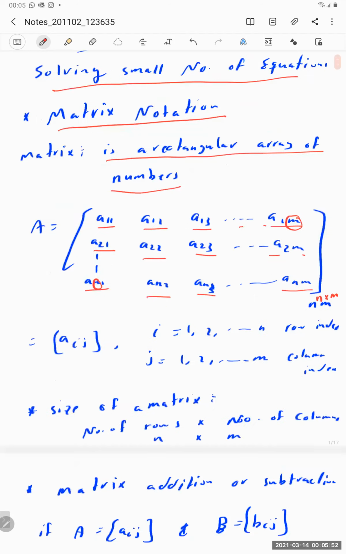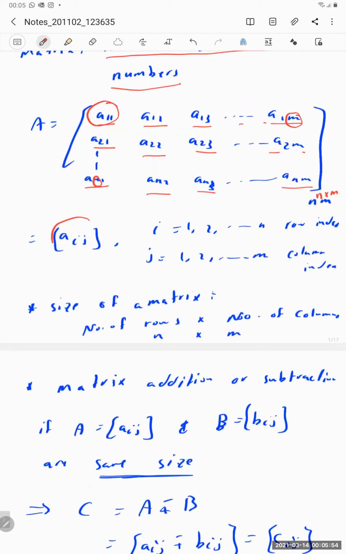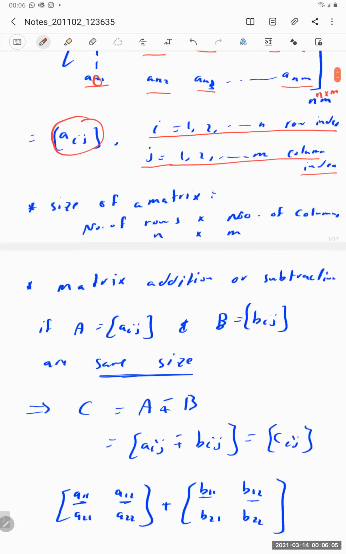So whatever any element in matrix Aij, the I index is the row index 1, 2, 3 إلى N, while J is the column index, which is 1, 2, 3 إلى M. So the size of the matrix is the number of rows multiplied by the number of columns, N times M.